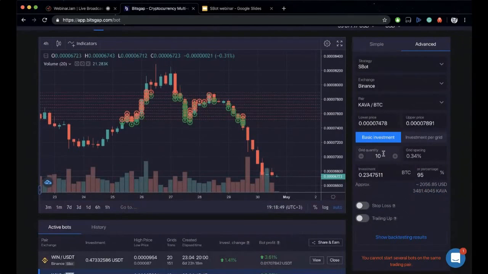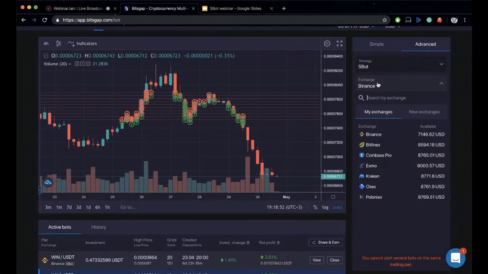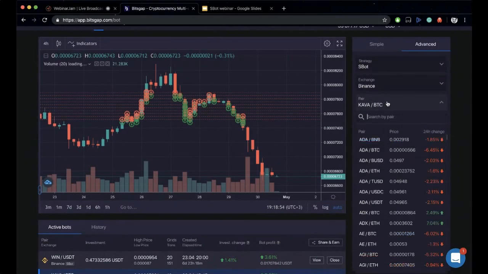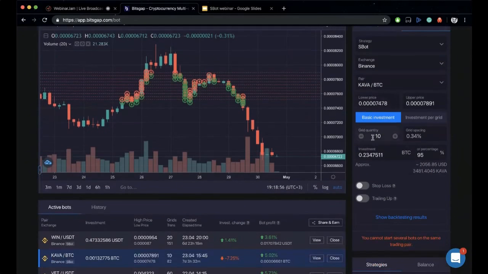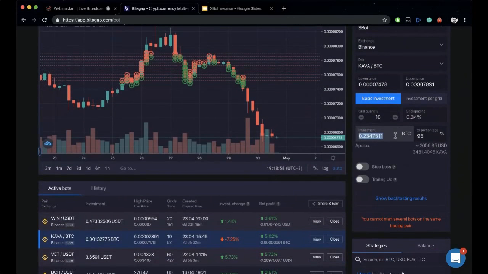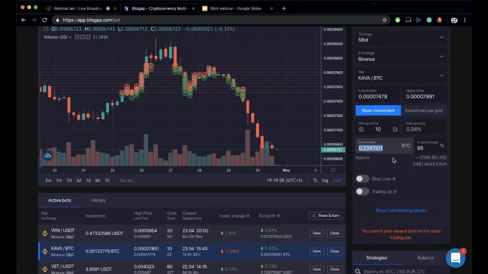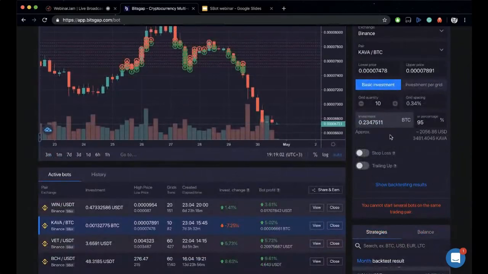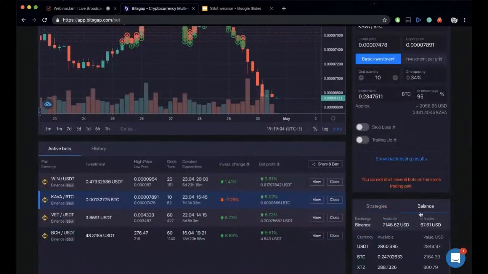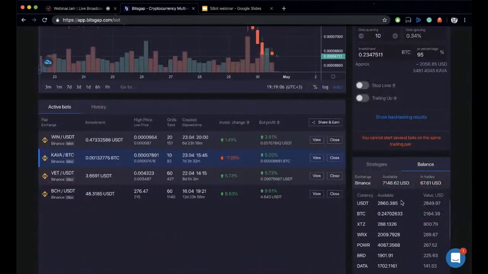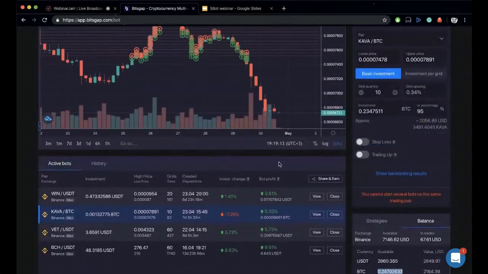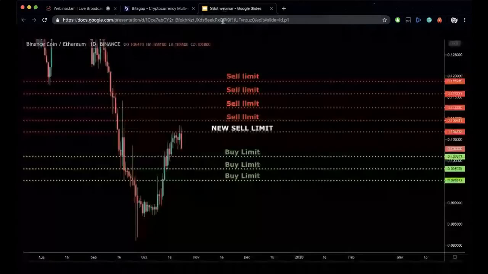What else? You can manually choose the exchange. You can choose the pair from here. And you can set the investment amount. Before you set the investment amount, you have to check if you have enough on your balance. So here you can click on the balance and you see if you have enough of the base currency or quote currency.